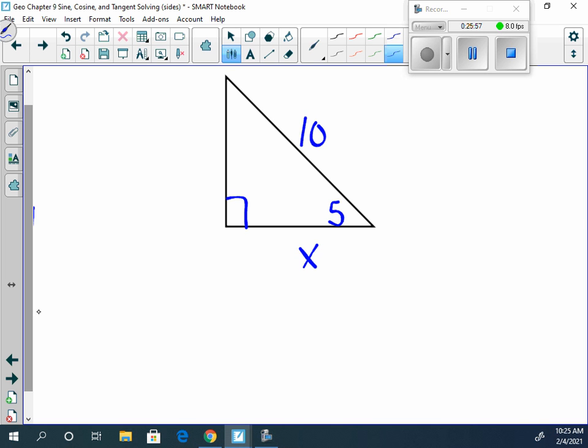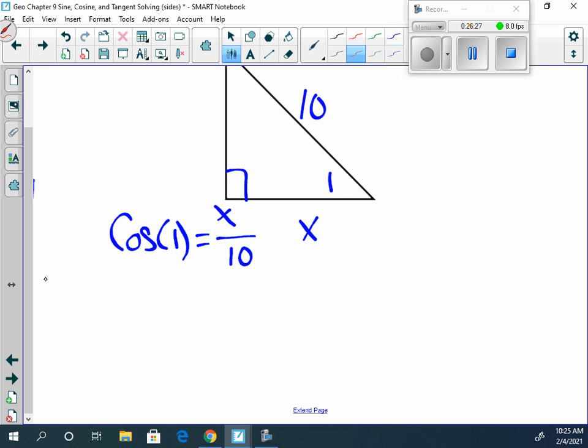It would be cosine, yes? Actually, let me reset that. I don't like 5. Let's try 1. Let's see what happens when it's 1. I like this one. So it would be cosine of 1 degree is equal to x over 10, yes? Multiply both sides by 10. x equals 10 cosine of 1.